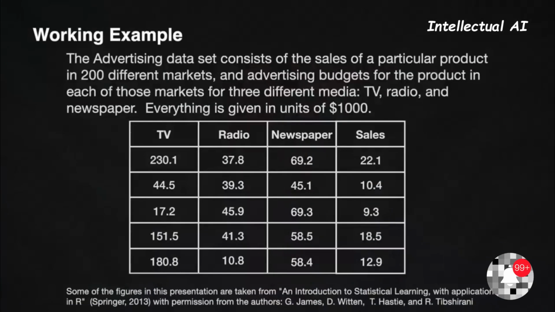Throughout this course, we'd like to use concrete data, and the first one we're going to use is the advertising data, which consists of sales of a particular product in 200 different markets, and an advertising budget for the product in each of these markets for 3 different media: TV, radio, and newspaper. Everything here is given in units of $1,000. Besides the sales, which are in 1,000 units, you can see on the table 4 columns: TV, radio, newspaper, and sales.